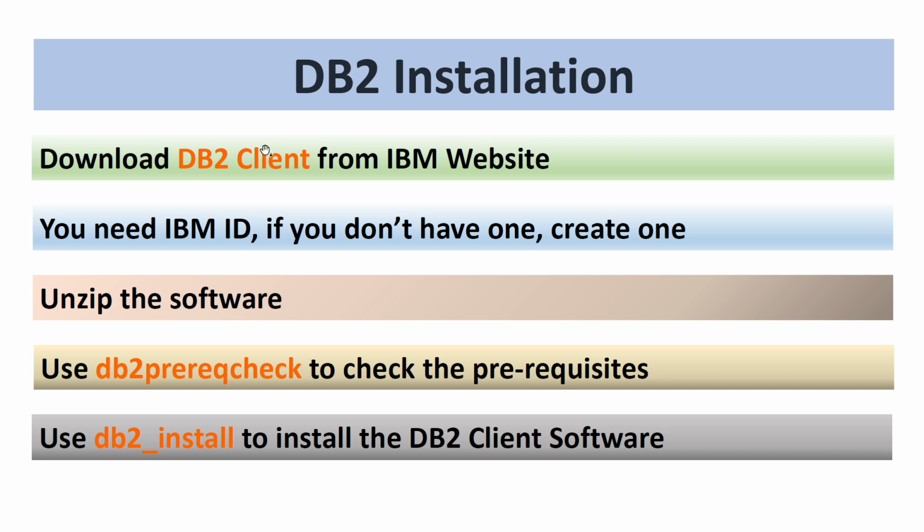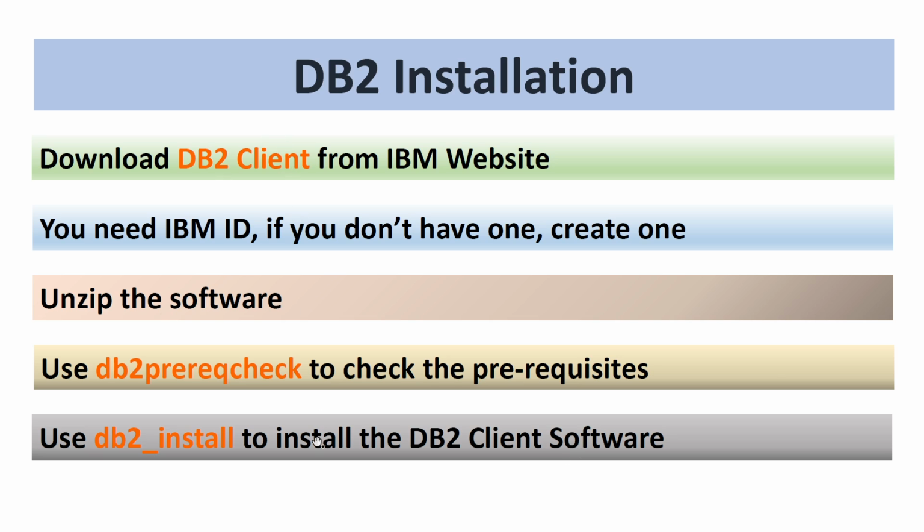First, to install the software, we need to download it from the IBM website. You need an IBM ID. If you don't have one, create one. Once the software has been downloaded, unzip it. Once it has been unzipped, you will find a utility called db2prereqcheck. This utility allows you to check the prerequisites, whether all the packages and everything else match on the operating system where you are installing this client software. If some of the packages are missing, it will report them and then you can take action based on the missing packages. Once the prerequisite check is completed, you can use the db2install command to install the DB2 client software.